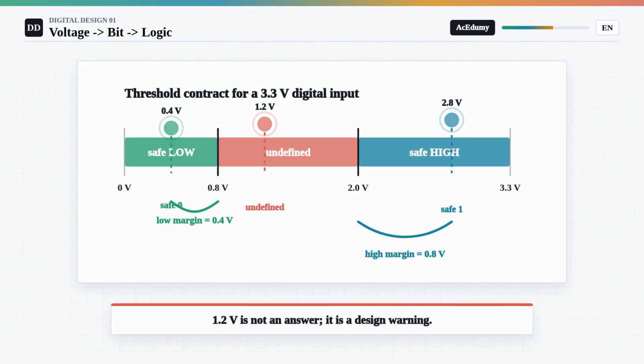Start with 0.4 volts. It is below 0.8 volts, so it is a safe zero. Its low noise margin is 0.8 minus 0.4, which is 0.4 volts. Now 2.8 volts. It is above 2.0 volts, so it is a safe one. Its high noise margin is 2.8 minus 2.0, which is 0.8 volts. But 1.2 volts sits between 0.8 and 2.0. That is not a safe zero and not a safe one. In a digital design review, that value is a bug report, not an answer.